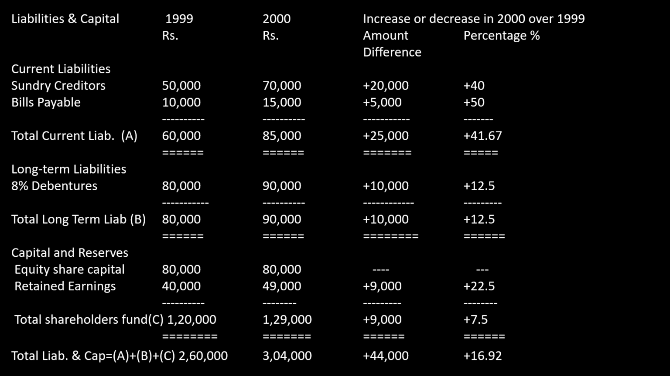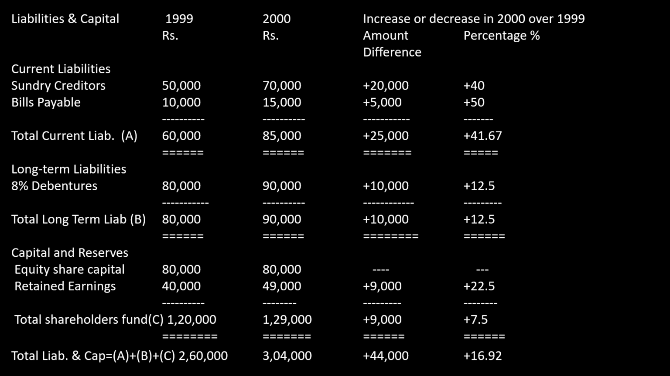I made the total first, separately for each. The first thing is the total of current liabilities. My current liability was 50,000 in 1999. That is creditors. My creditors is 50,000 in 1999.